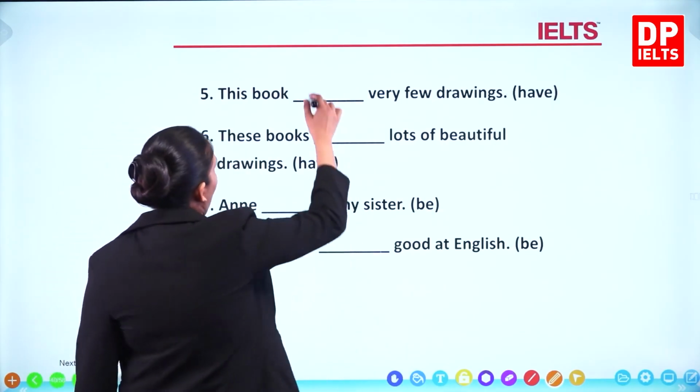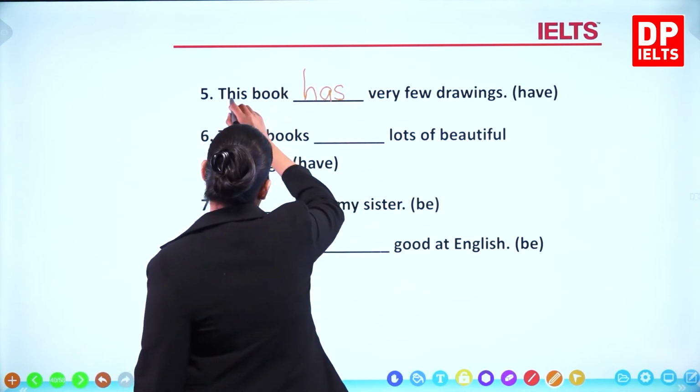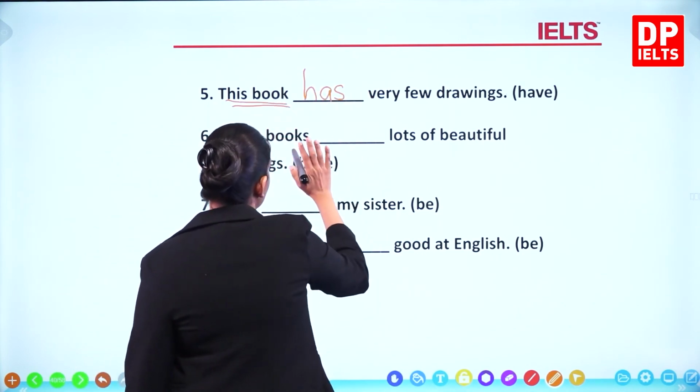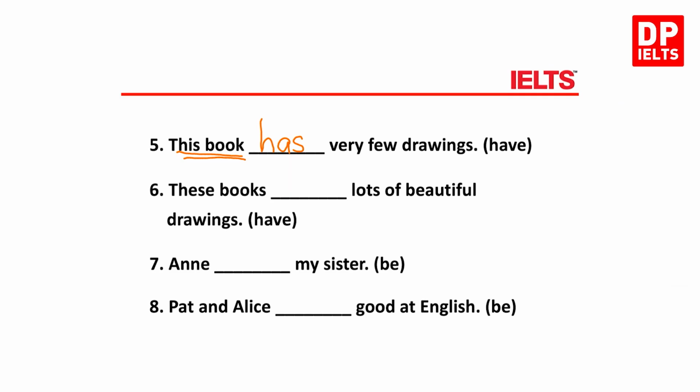This book has. This book singular, therefore has. Next example, this book has very few drawings. Bracketல கொடுத்திருக்கிறது have, ஆனா நாங்க இங்க have யூஸ் பண்ணலாமா? இல்ல, அது சேஞ்ச் பண்ணணும். காரணம் this book வந்து singular subject, so we have to use a singular verb. This book has very few drawings.